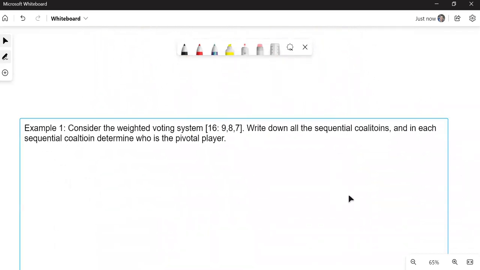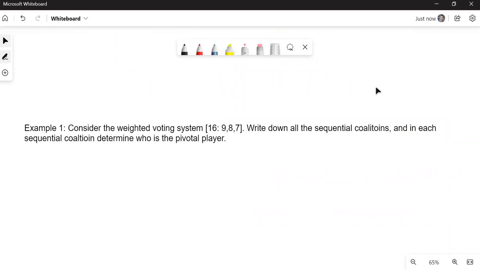Here's example 1. Consider the weighted voting system where the quota is 16. That's our quota, just as before.